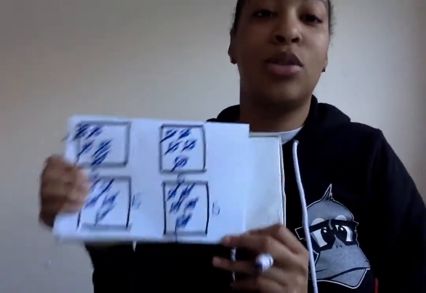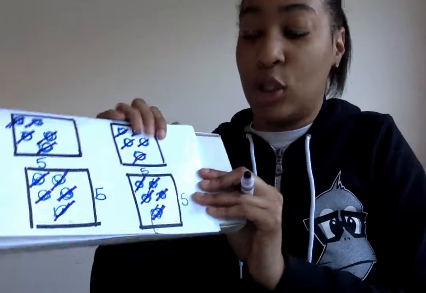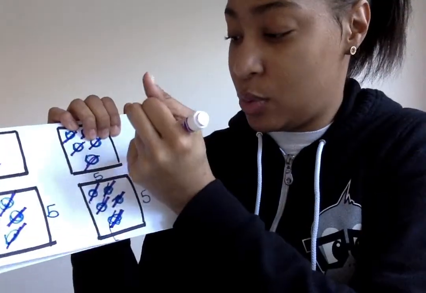So how many kipsters do we have all together in the lunchroom? 20, which is a 2 and a 0. Perfect. We have 20 kipsters.